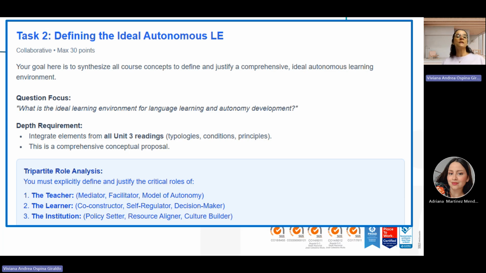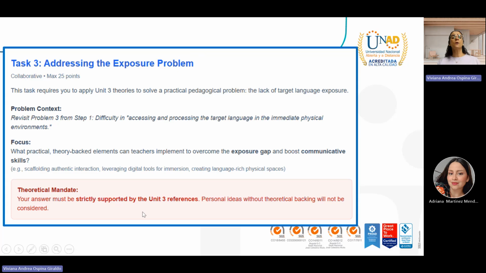So there are 3 different roles that we need to explicitly define and justify within the activity itself. First one is the teacher, which could be the mediator, the facilitator, the model of autonomy. And we also have the learner, co-constructor, self-regulator, and the institution. How does it align? How does it help or aid the process of creating an ideal learning environment? So this also will give us exposure to a problem.